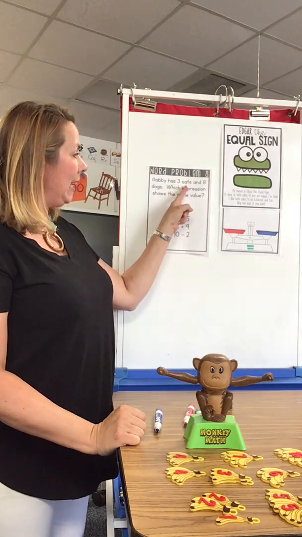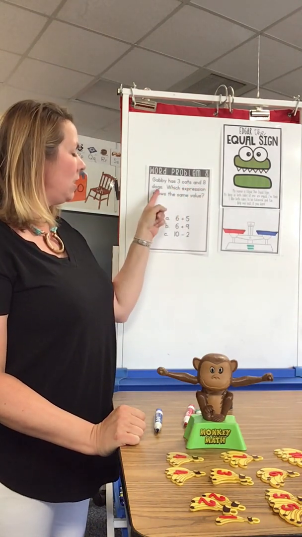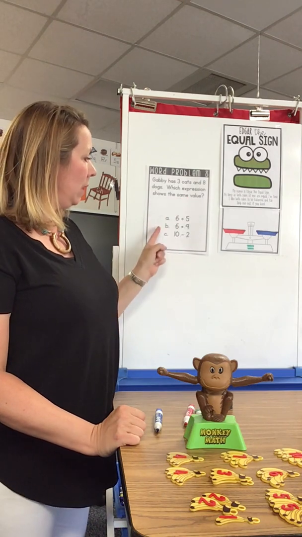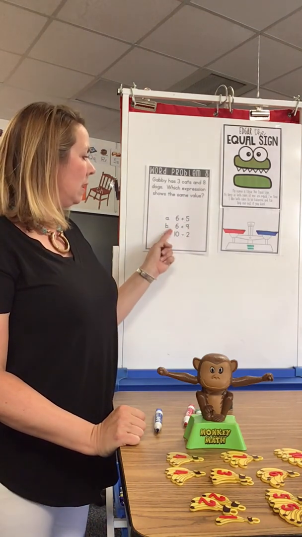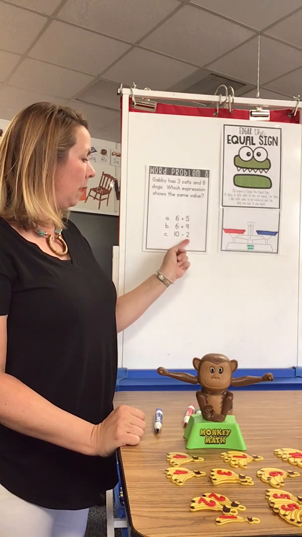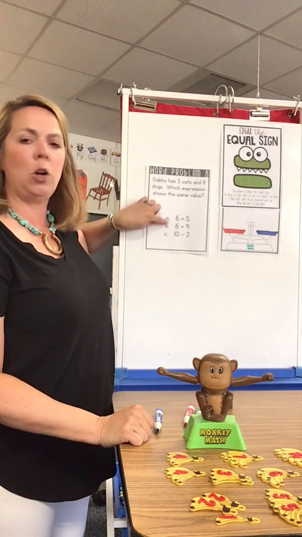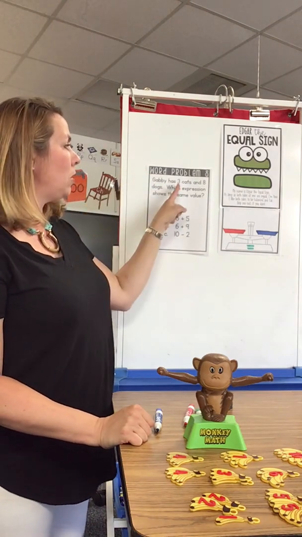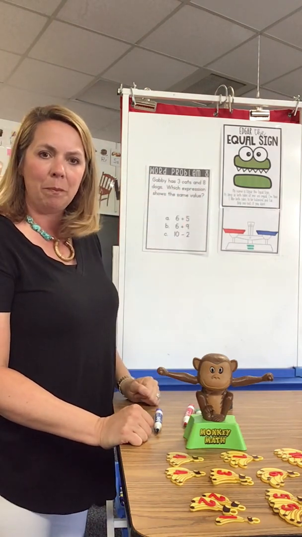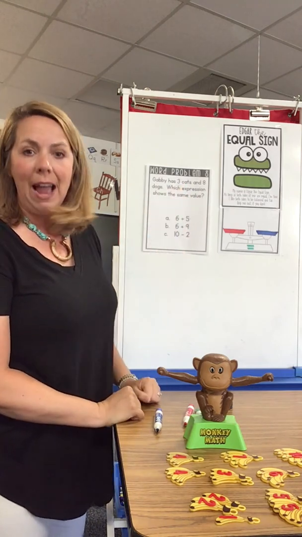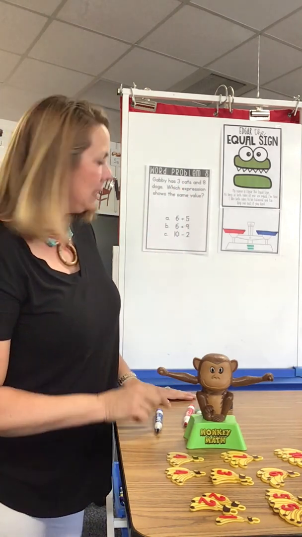Gabby has 3 cats and 8 dogs. Which expression shows the same value? Is it 6 plus 5, 6 plus 9, or 10 minus 2? You might have noticed none of those equations had the numbers 3 and 8 in them. So it's up to us to figure out which one of these has the same value as 3 and 8.